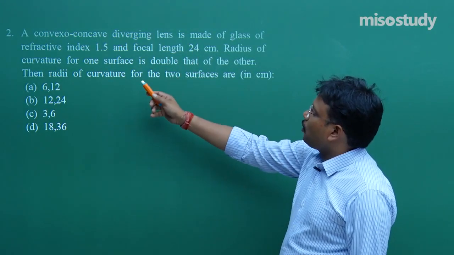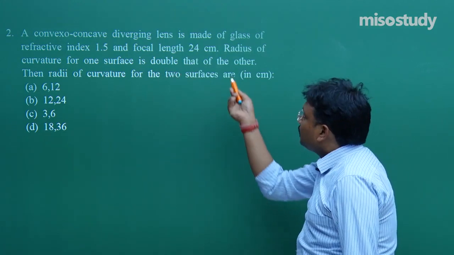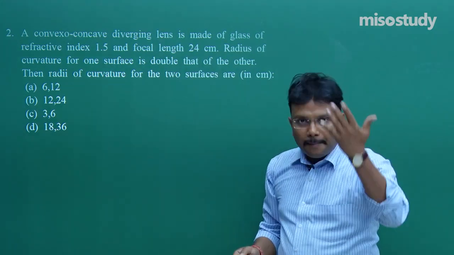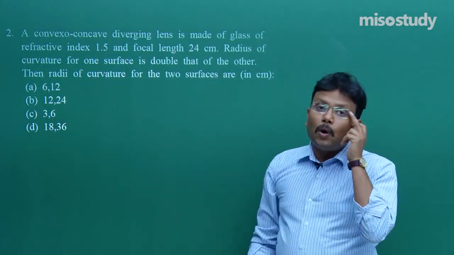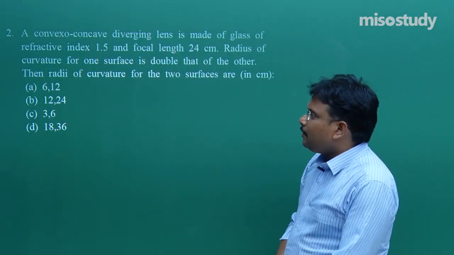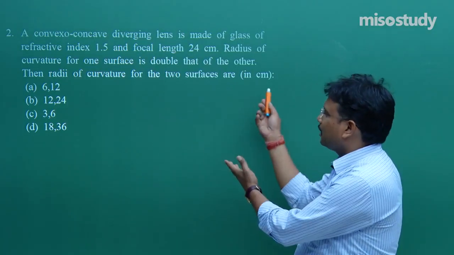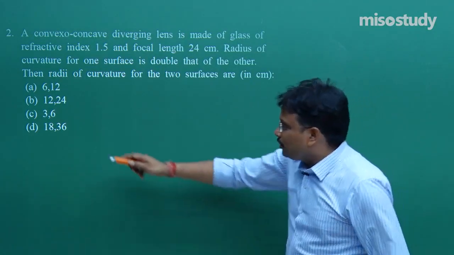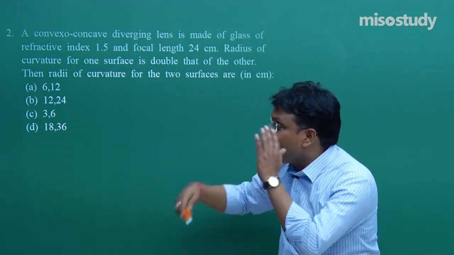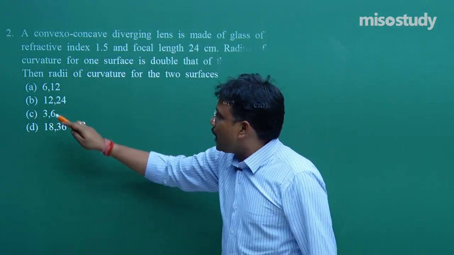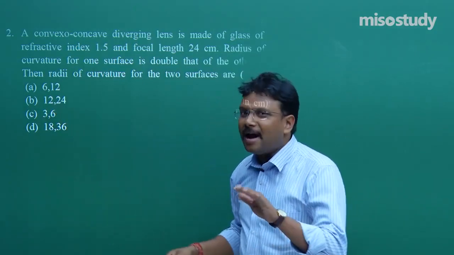Radius of curvature for one surface is double that of the other. So, if one radius of curvature is capital R, another is twice of capital R. Then find the radius of curvature for the two surfaces, definitely in terms of centimeters. So, if one is say x, another is going to be 2x. So, 6, 12, 12, 24, 3, 6 and so on.